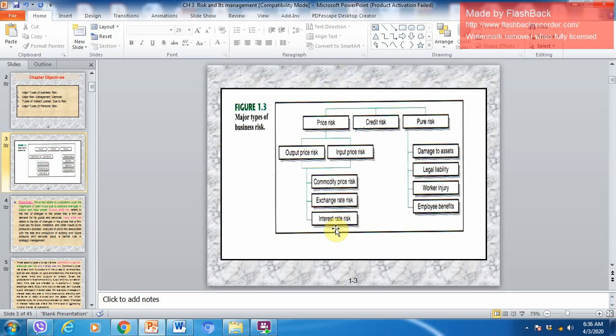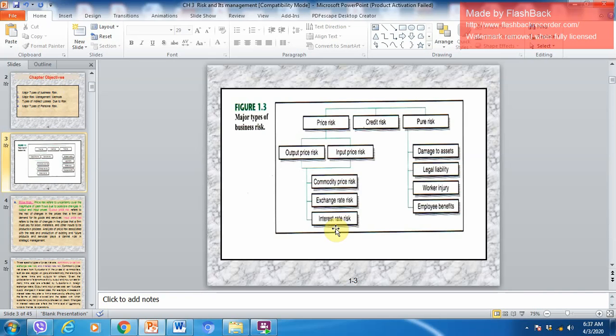Let's say we take a loan from the bank, and if the bank charges a lower interest rate, that would be beneficial for us. And if the bank charges a high interest rate, that would not be in favor of the business. If you take a loan at a high interest rate, of course your profit will go down. In this way, it is called interest rate risk. A high interest rate is not good for any business.